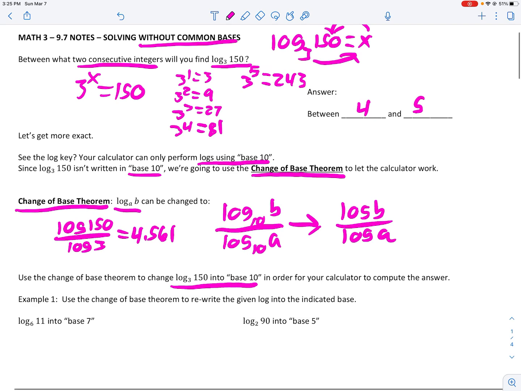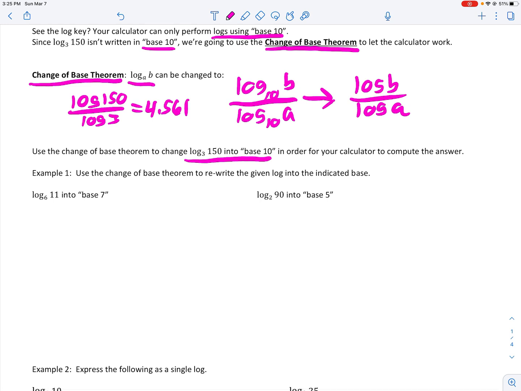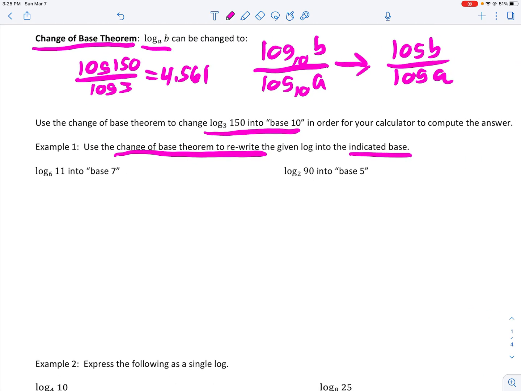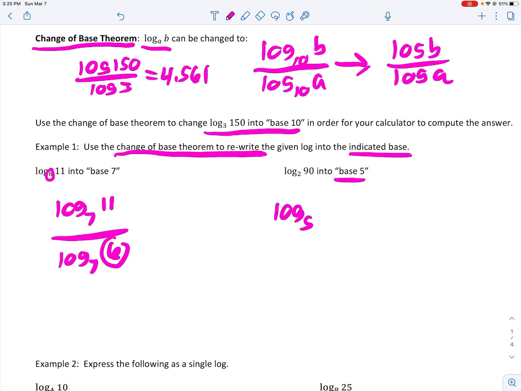So we're going to use it to help us rewrite some bases. We're going to use the change of base theorem to rewrite the given log into the indicated base. So base 7: log base 7 of 11 divided by log base 7 of 6. Again, the 6 is the base, so that goes in the bottom. Base 5 would be log base 5 of 90 divided by log base 5 of 2. Again, that's the base, so that goes on the bottom.